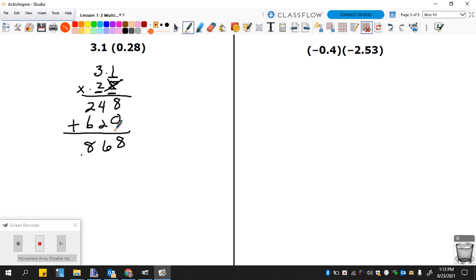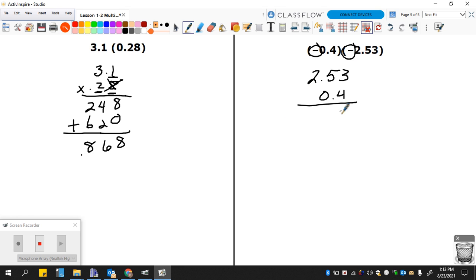Last problem. Once again, we have three digits here, only 1 or 2 digits here. So I'm going to put the 2.53 up on top and 0.4 on the bottom. And we notice also that we have the 2 negatives here, so the answer is going to be positive.